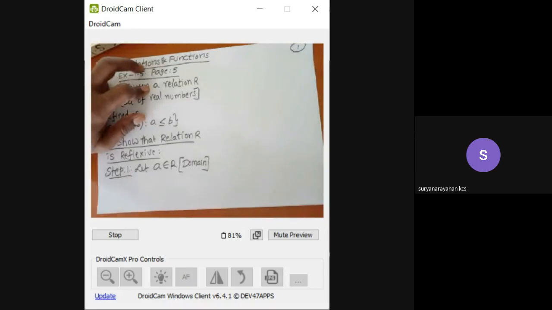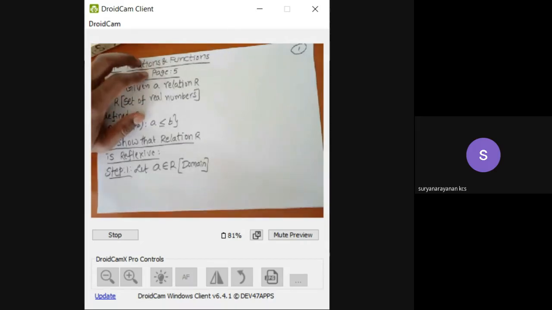Okay, my dear children, for this relation R, what is the domain and what is the codomain? Can you tell me, Jerome Jesli Raj, for this relation R, what is the domain? And what is codomain? Domain belongs to R, the relation. Okay. What is codomain? Codomain is B, sir.